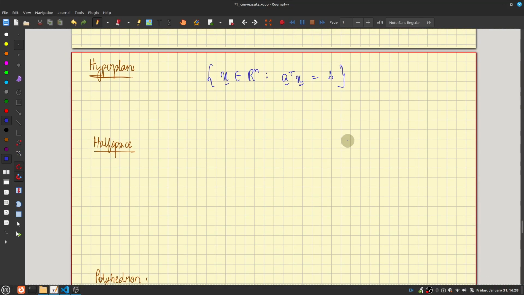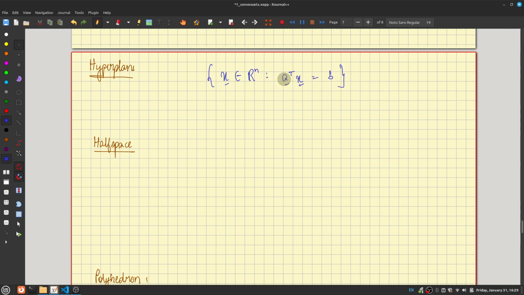All right. Coming back, a hyperplane defined by a vector A and a number B is the set of all x such that A transpose x is equal to B. So it's a special affine set. And what is the dimension of this particular affine set? Is it n? It's going to be n minus 1.